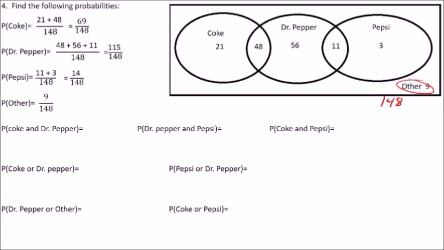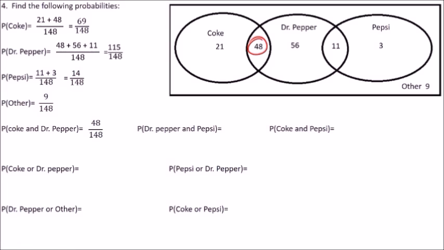Now let's go back and look at what happens if we have an and or an or. If I look at an and, I'm looking for the probability of Coke and Dr. Pepper. Now in this case, we're not talking about 2 separate events. It's just we're looking for something that meets both of these criteria at the same time. We're looking for the people that like Coke and like Dr. Pepper at the same time. The only people that like Coke and Dr. Pepper at the same time are these 48 people. So my probability would be 48 out of the total of 148.